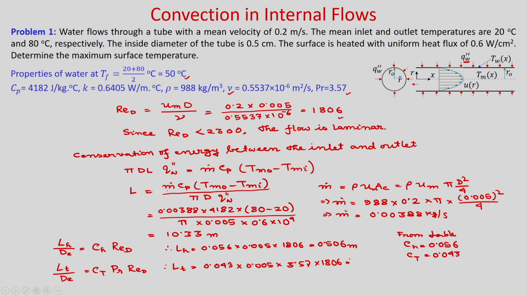Okay. So, thermal entrance length is 1.386 meter. So, you can see the length of the pipe is 10.33 meter and we want to calculate the maximum surface temperature which will occur at the exit. Okay. So, at L is equal to 10.33 meter, hydrodynamic entrance length and thermal entrance length are much less than the length of the tube. So, here it will be fully developed. So, you can see it is a laminar flow and it is a fully developed flow.